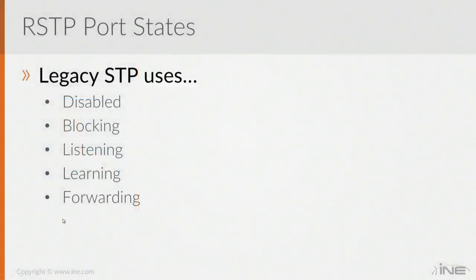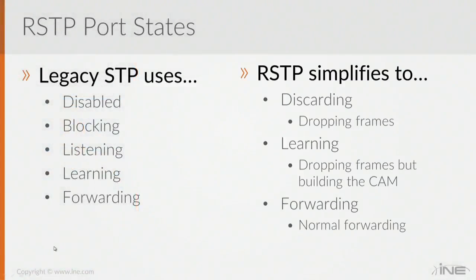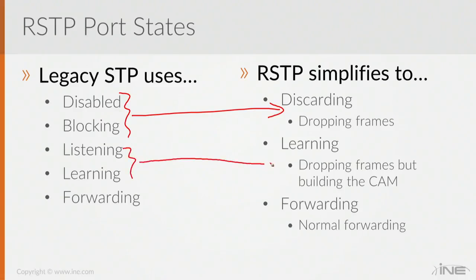Then you go from blocking to listening, learning, forwarding, so about 50. In the case of rapid spanning tree, though, we simplify this to just 3: discarding, learning, and forwarding. Discarding is basically the equivalent of disabled and blocking, which means that we're dropping frames, either because the port's down or because the port is blocked. End result is still the same. We're not forwarding any traffic. Listening and learning are combined into simply the learning stage. So it's effectively the same.